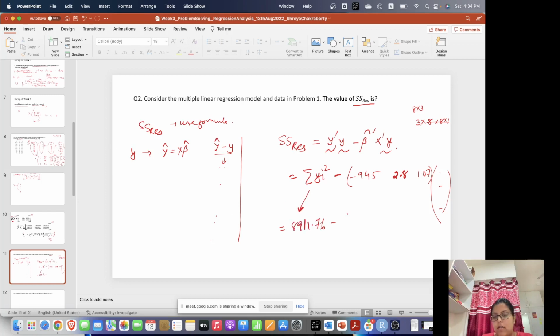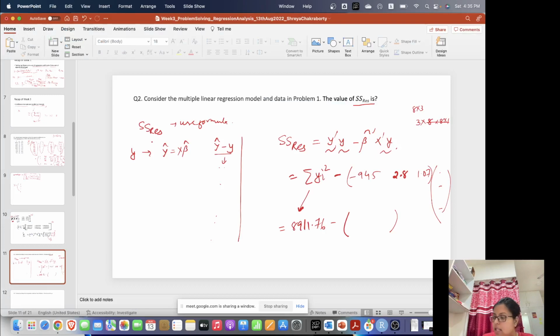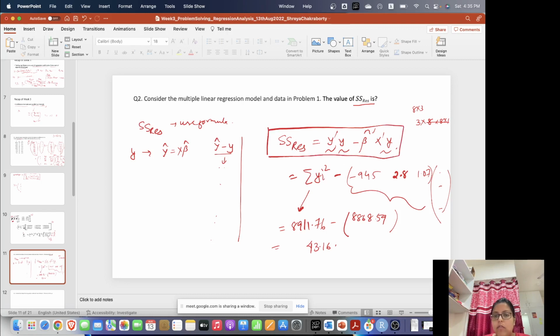This is 8911.76 minus this vector into X transpose Y. It comes out as beta hat transpose X transpose Y. This entire thing is 8868.59, and this minus this would be something around 43.16. Okay, just plain and simple calculation, nothing fancy. You just have to remember how we calculate the sum of squares due to residuals.